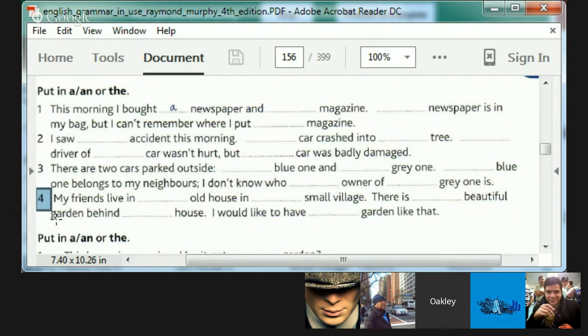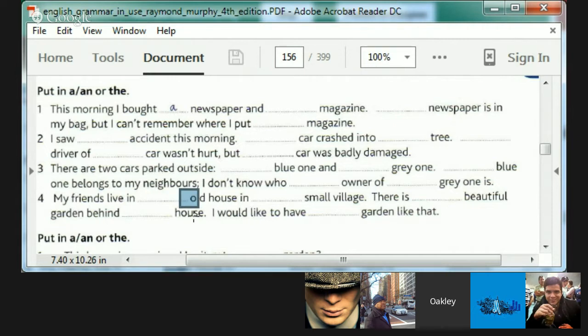All right. Philip, number 4. My friends live in a old house in a small village. There is a beautiful garden behind the house. I would like to have the garden like that. Okay. Very good. First one, I'm not sure, though. Did you say an? Should be an, an old house. Yeah, there you go.